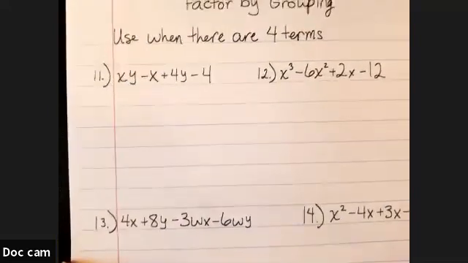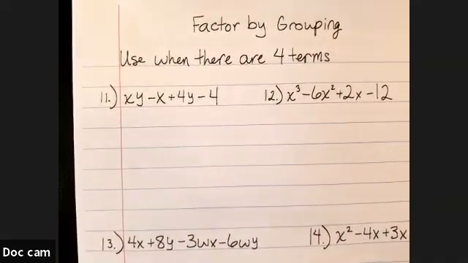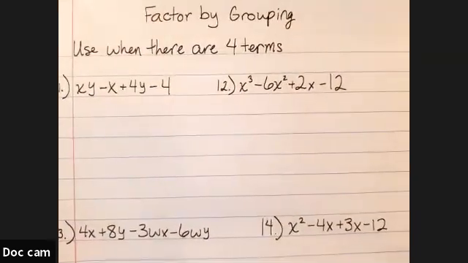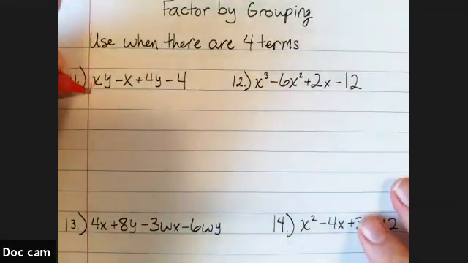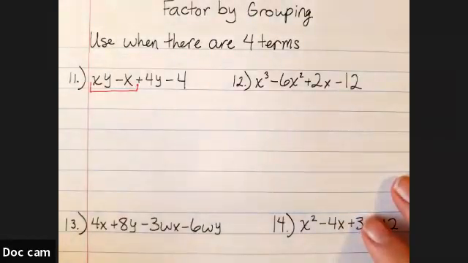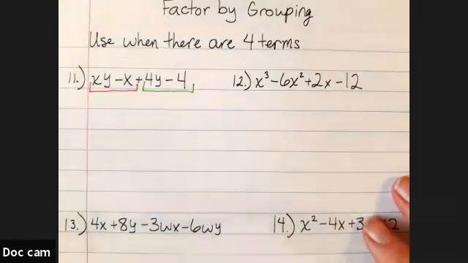All right, so then we will talk about factoring by grouping. This is a method that you usually use when you have 4 terms. Sometimes it could be more, but mostly we're just going to talk about when you have 4 terms. So what you do is you're going to group the first 2 terms together, and you're going to group the last 2 terms together. And then you're going to factor out the GCF from each of those 2 groups.